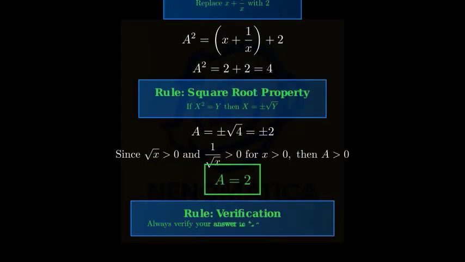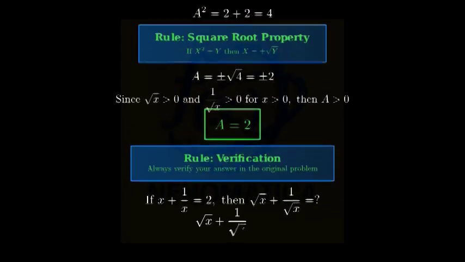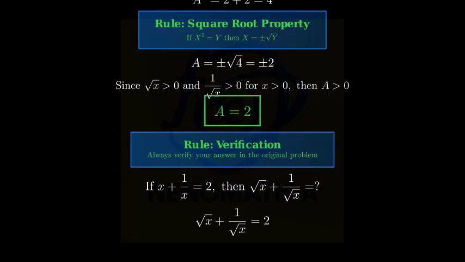We were asked to find the value of square root of x plus 1 over square root of x, given that x plus 1 over x equals 2. We found that this value is equal to 2. Let's move on to the second example shown in the image.